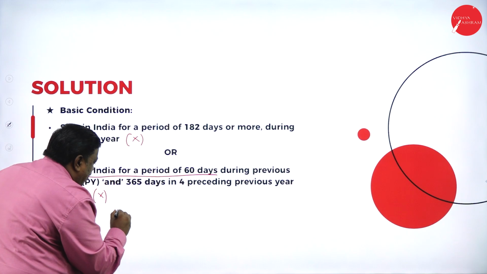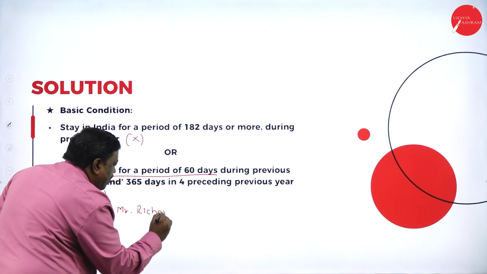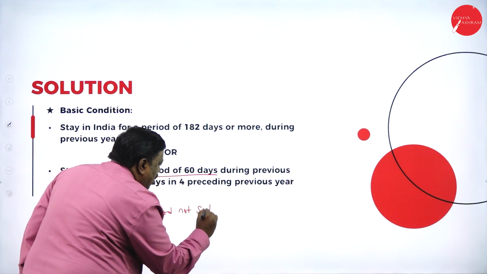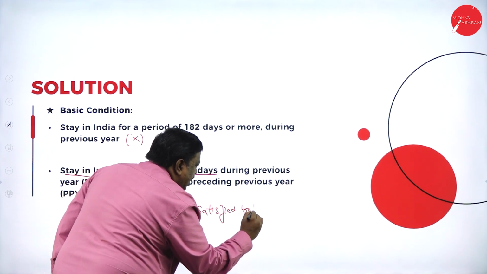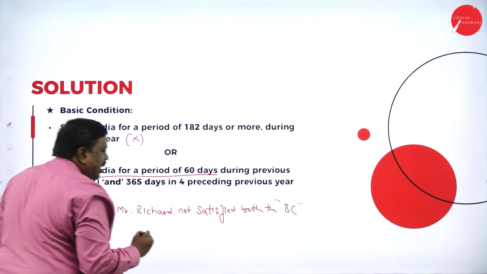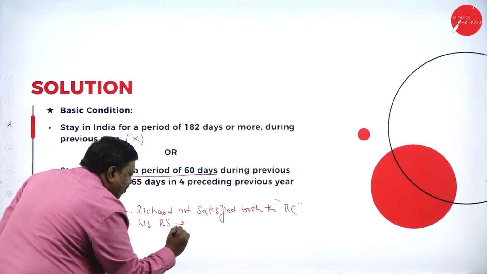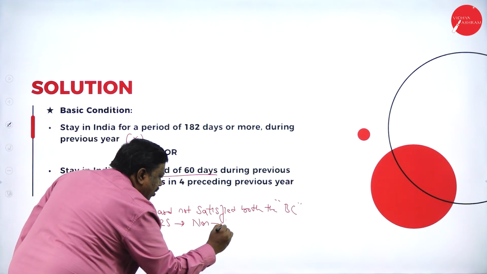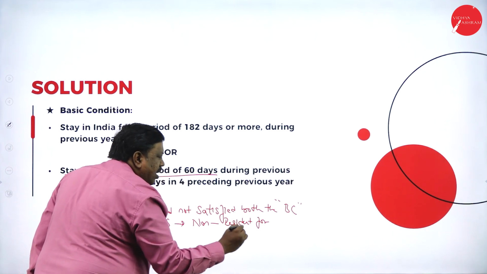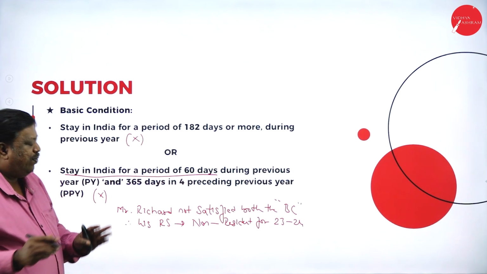So conclusion will be Mr. Richard not satisfied both the basic conditions, therefore his residential status will be non-resident for 23-24. So now this is the conclusion what we have here.